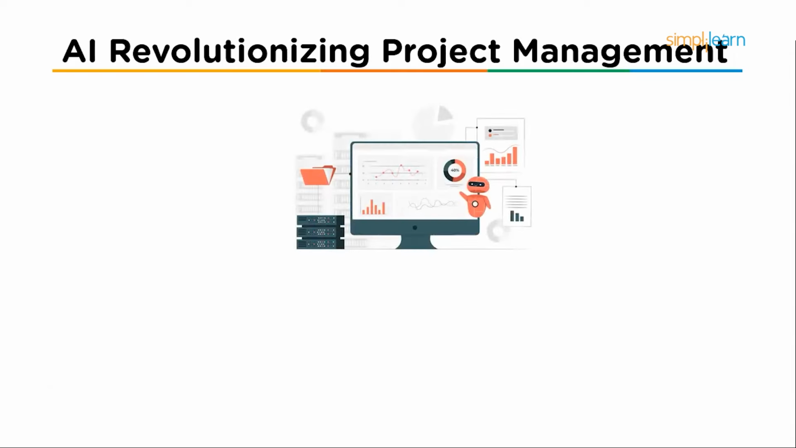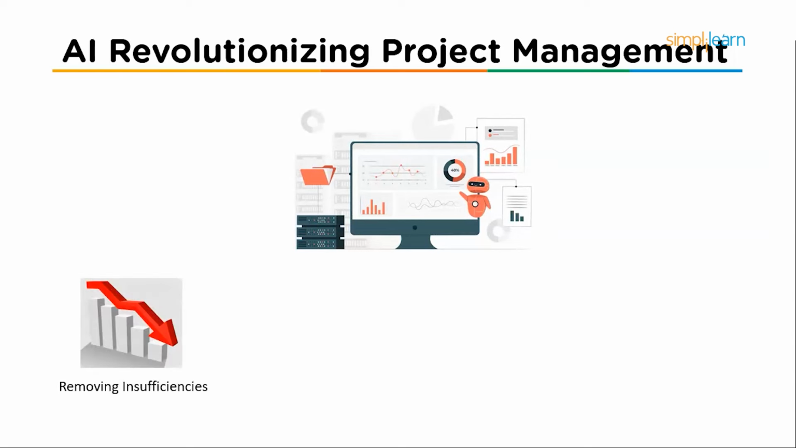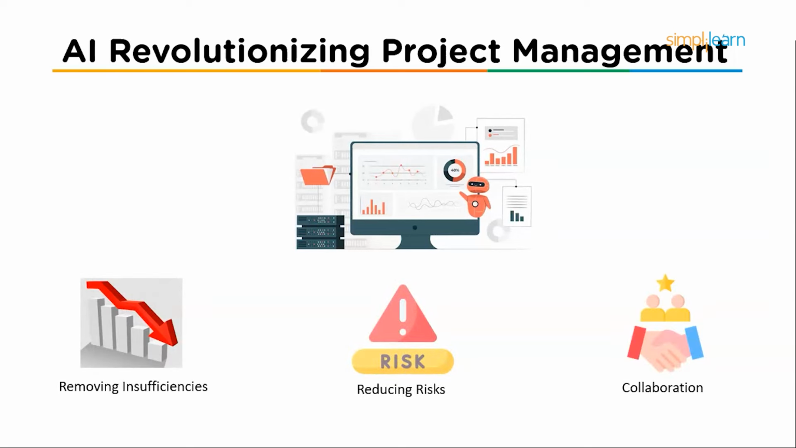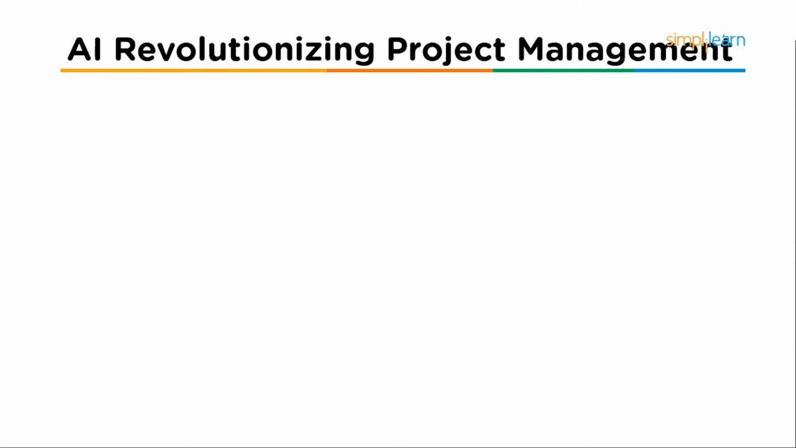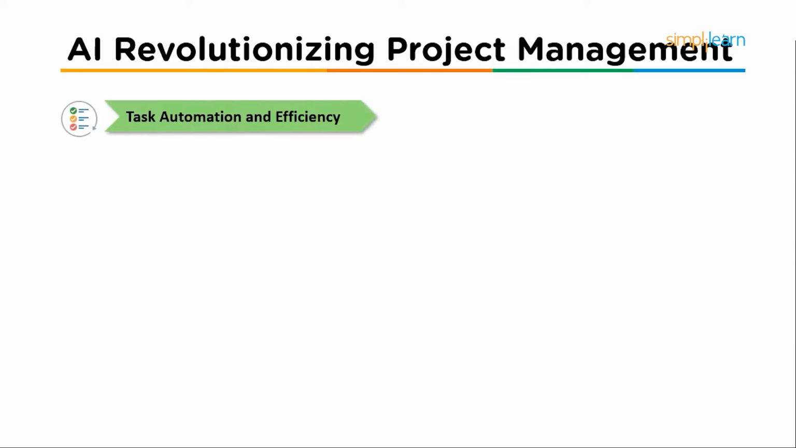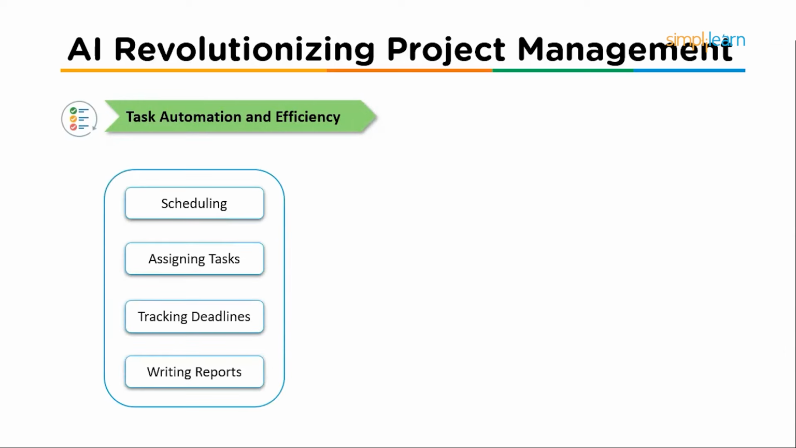AI has completely transformed project management by removing inefficiencies, reducing risk, and enhancing collaboration. Now, let's break it down and see how things used to be versus how AI is taking over the heavy lifting. The first we will see is task automation and efficiency. Before AI, project managers spent hours on scheduling, assigning tasks, tracking deadlines, and even writing reports, all manual, repetitive work that drained time and energy.